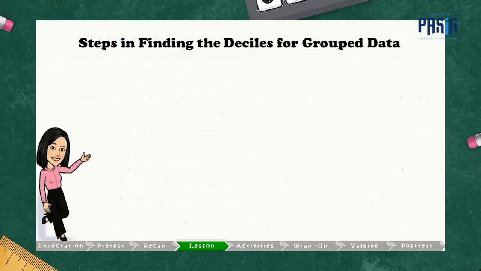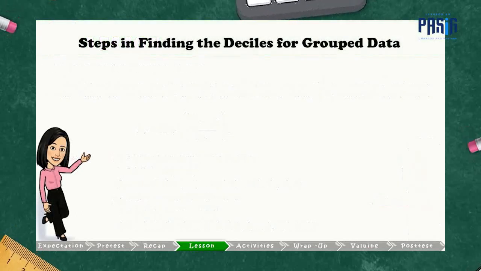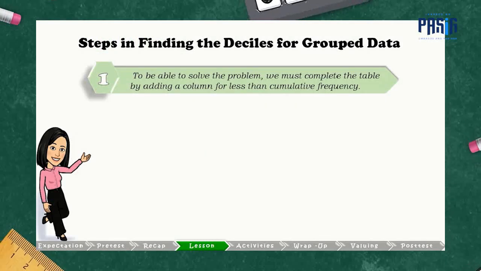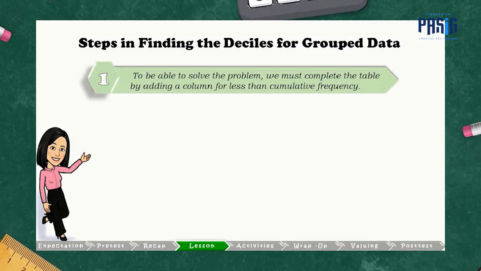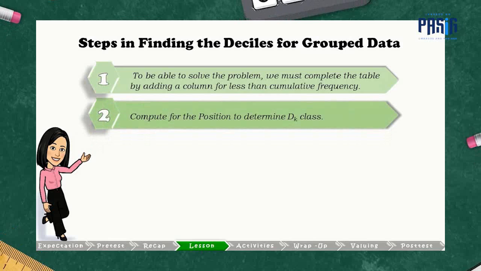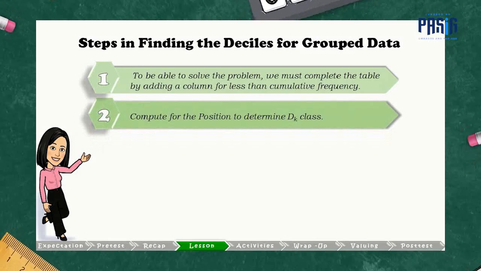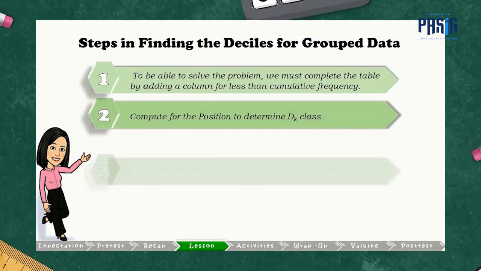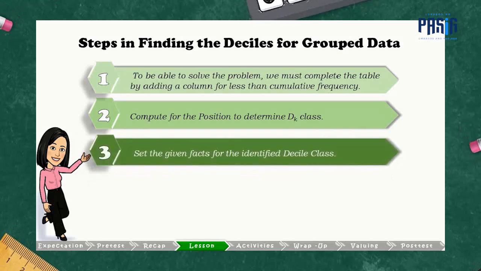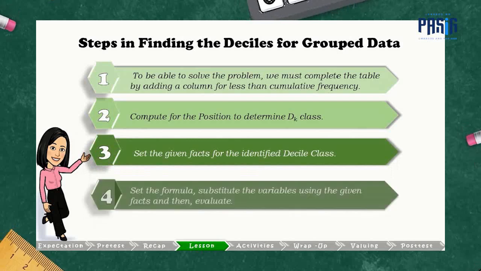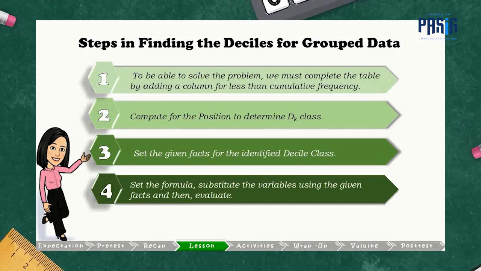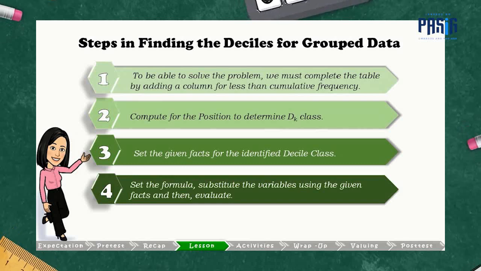Here are the steps in finding the deciles for grouped data. Step 1. To be able to solve the problem, we must complete the table by adding a column for less than cumulative frequency. Step 2. Compute for the position to determine the D sub k class. Step 3. Set the given facts for the identified decile class. And Step 4. Set the formula, substitute the variables using the given facts, and then evaluate.